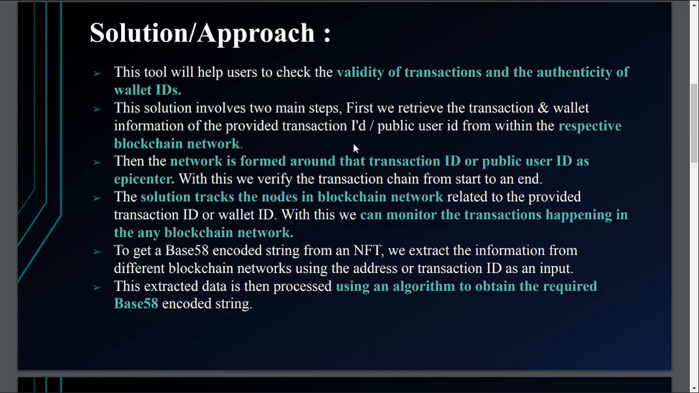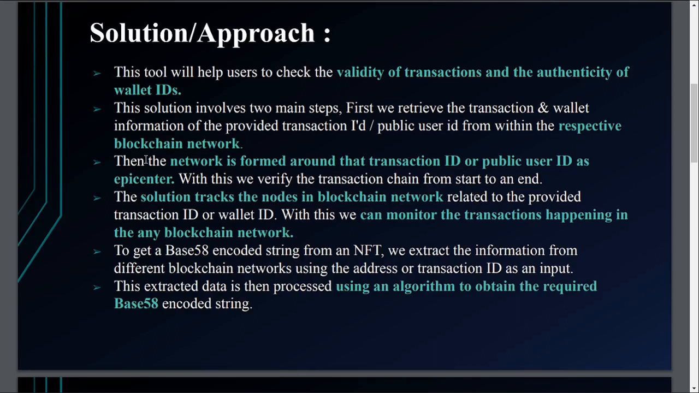We developed a tool that checks the validity of the cryptocurrency transaction and the authenticity of the wallet ID. Our solution involves two main steps. Our tool gets the input from the investigator in the form of wallet ID or transaction ID. If the wallet ID is given, all the recovered wallet information will be extracted from the particular wallet and displayed to the investigator. In case a transaction ID is given, it first detects the blockchain network, and the related information will be retrieved from the blockchain and shown to the investigator.